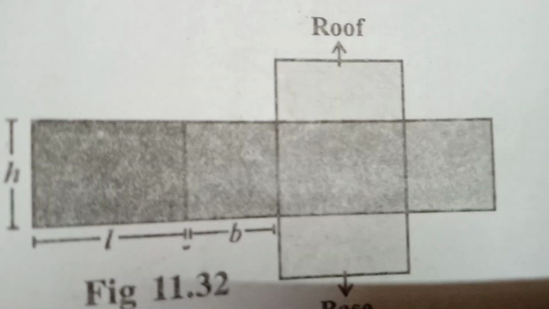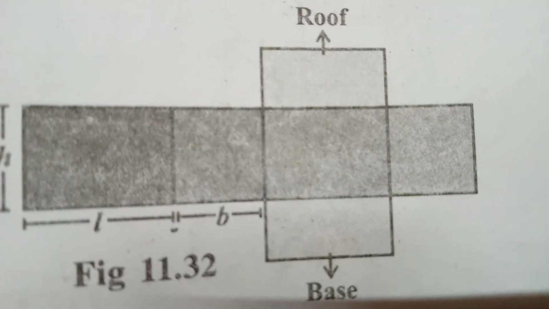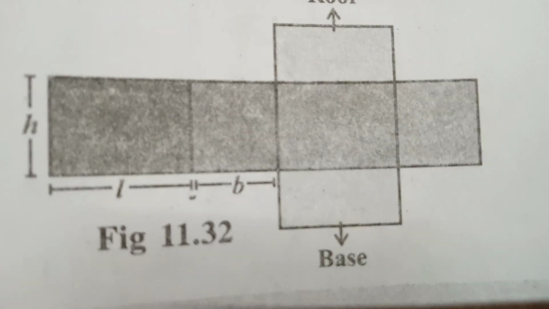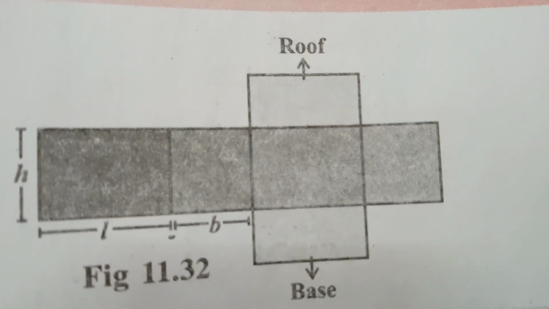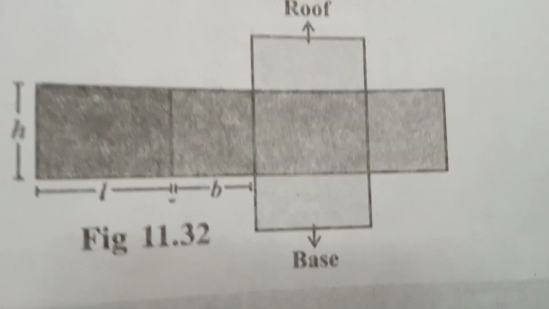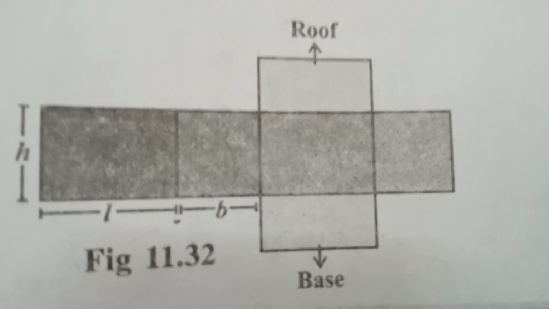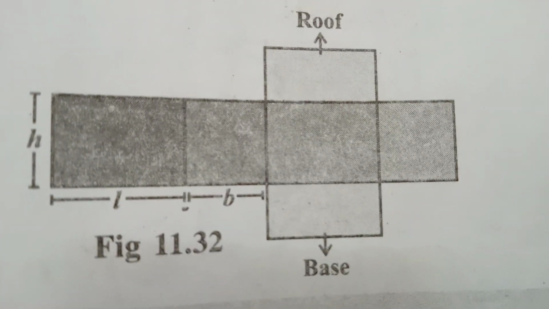Now if you want to find out, excluding the top and bottom, only the four walls of a cuboid. Here you see the top, roof and base of a room is given. Excluding that, we call all four walls, which is nothing but lateral surface area. What do you call it? Lateral surface area. We call it the lateral surface area of the cuboid.